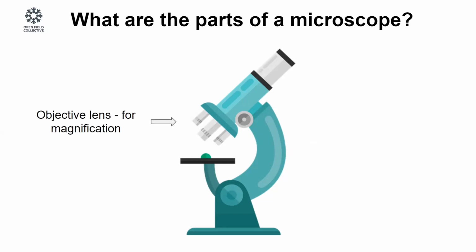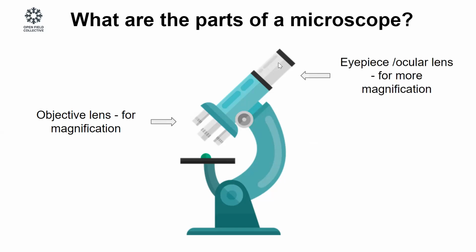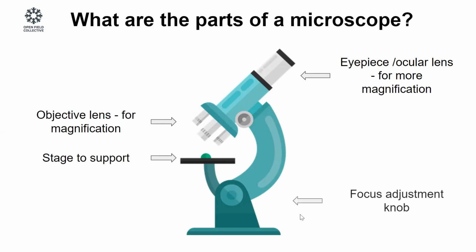So, okay, as we said, the microscope is basically made of an objective lens that is used for the magnification. And usually this is the stage where we put the object. And then there is another lens, which you can't see here, but you are going to put your eye here and view the whole thing. So there's another lens here for more magnification. This, as I said, is the stage for the support. And these are the focus adjustment knobs.